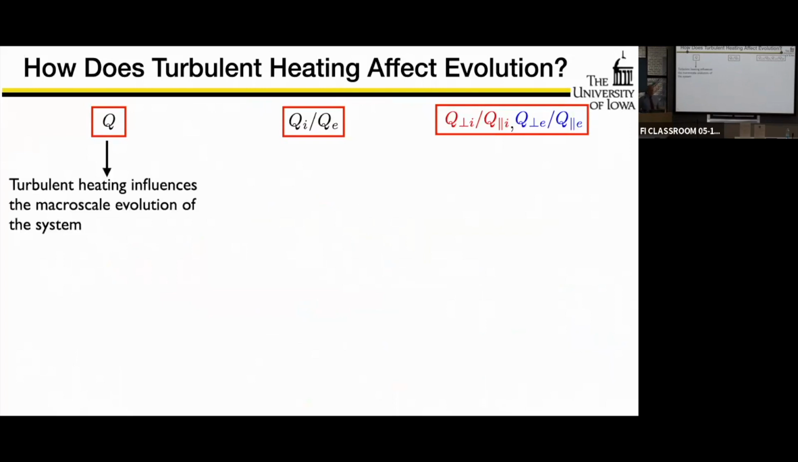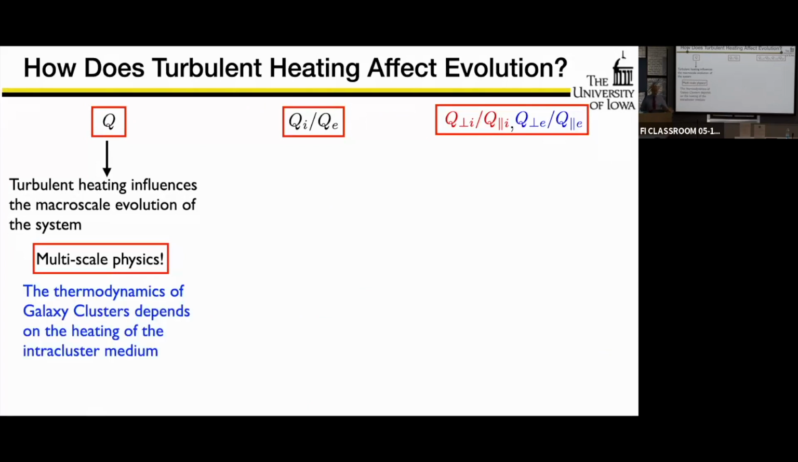So the total turbulent heating can influence the macro-scale evolution of the system. This is, of course, a manifestation of the multi-scale physics that exists. An example is the thermodynamics of galaxy clusters, which depend partly on the heating of the intracluster medium. You can get examples like cooling flows that are important, where we really need to understand the turbulent heating to get a full understanding of that thermodynamics.